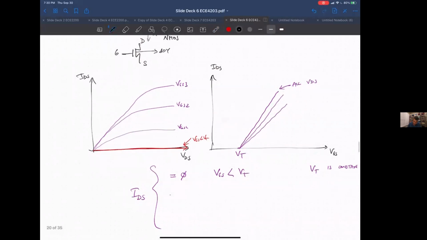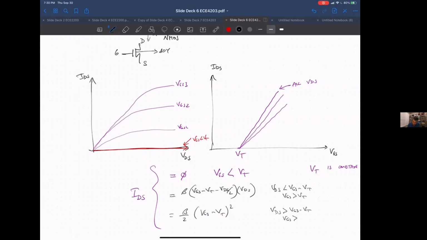And then IDS would have some values: beta (VGS minus VT minus VDS over 2) VDS, and beta over 2 (VGS minus VT) squared. So the first is if VDS is less than VGS minus VT and VGS is larger than VT, and the second is if VDS is larger than VGS minus VT and VGS is also larger than VT. So this would be the transistor on. This is transistor off.